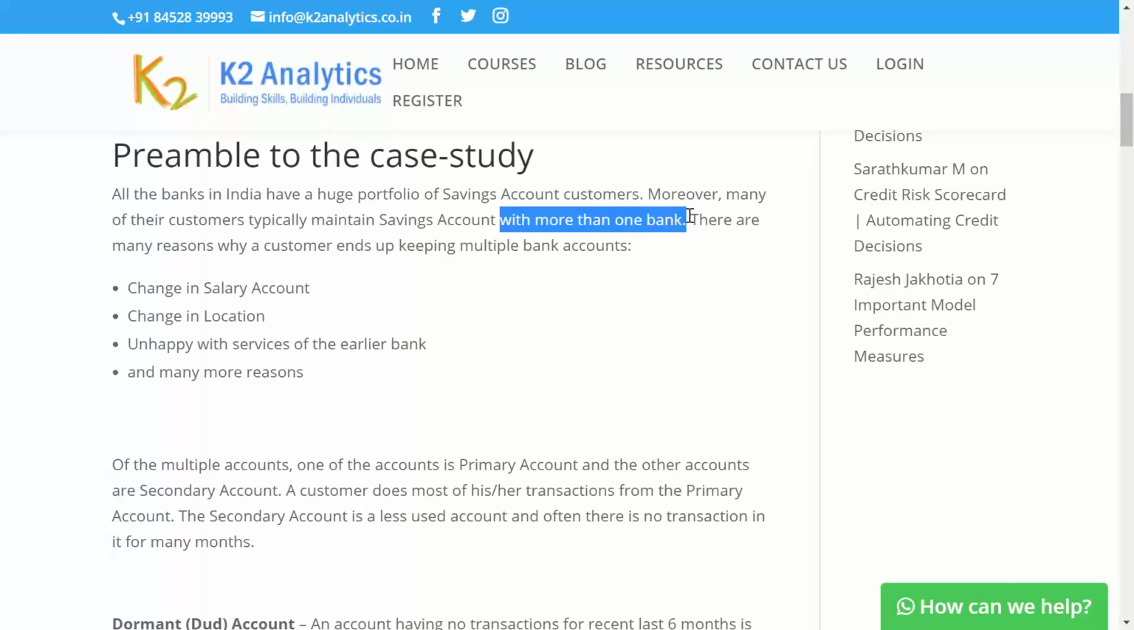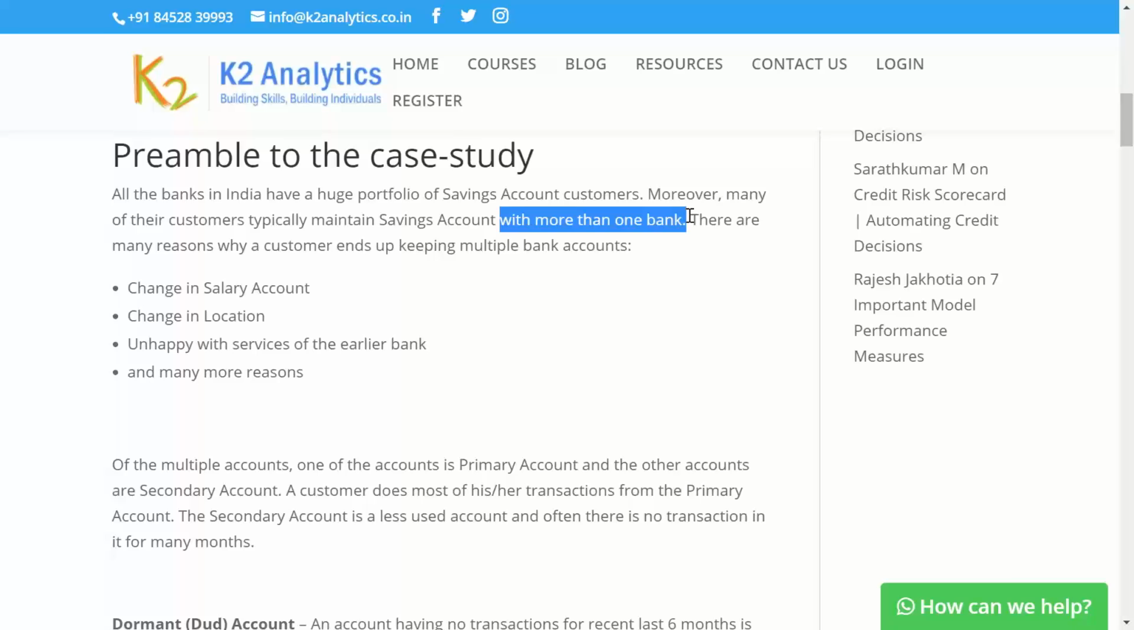The reason why customers end up having multiple bank accounts with multiple banks is, currently I am working, say, with a particular technology company, and 6 months down the line I switch my job. The next company may have a payroll relationship with some other bank. They will ask me to open a new bank account.